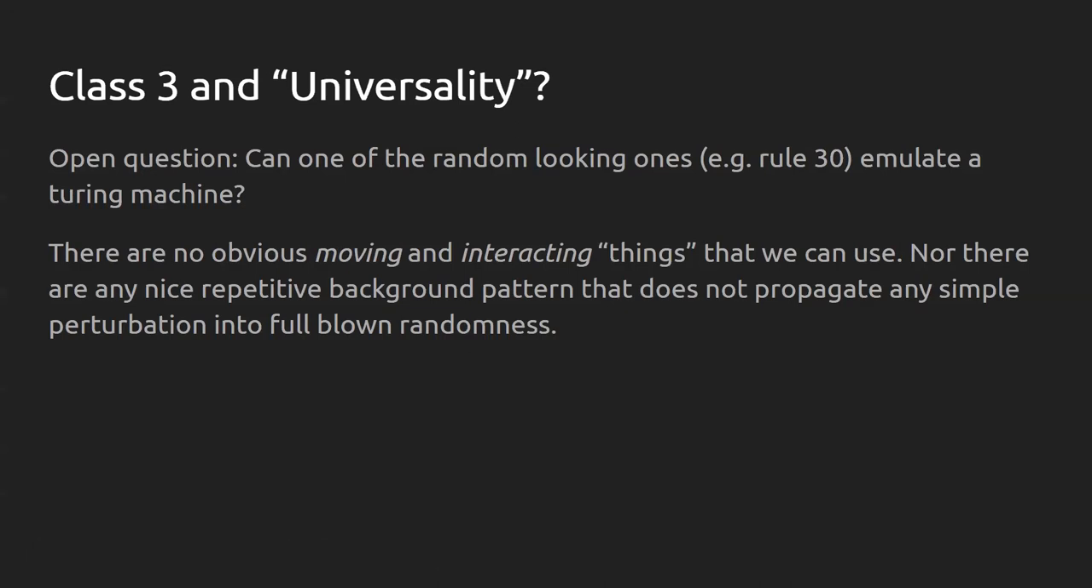You don't have nice entities that move to the right and move to the left and interact with each other on a nice repetitive background, and then you can engineer based on them another well-known kind of machine, another well-known computer, and then show that, for example, Rule 30 is also universal in terms of computation. But it's an open question, so it's a good thing to think about.